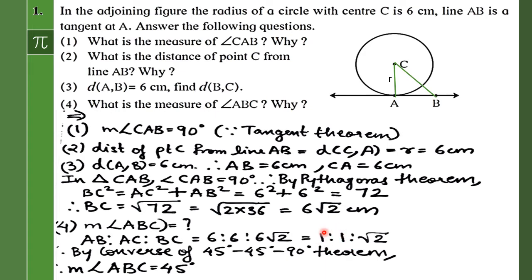In this ratio, 1 represents the sides opposite to the 45 degree angles, and root 2 is the side opposite to the 90 degree angle. So AB and AC are opposite to 45 degrees. That means measure of angle ABC is 45 degrees. A very simple problem. In the first part we used the tangent theorem, and for the rest we just used general things that we already know. So let's move on to the second problem.